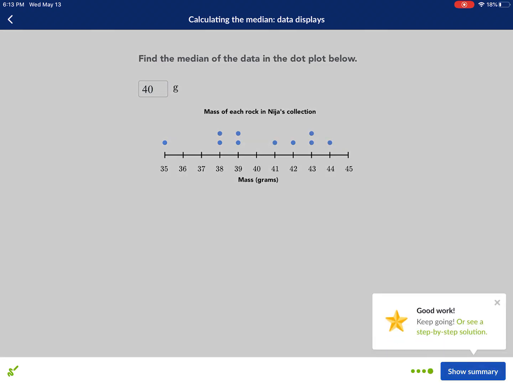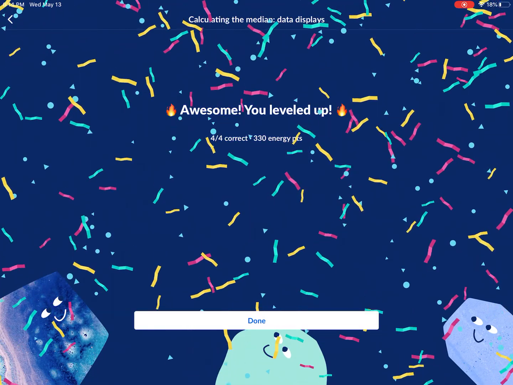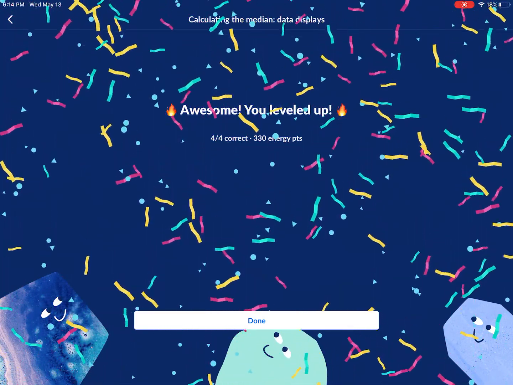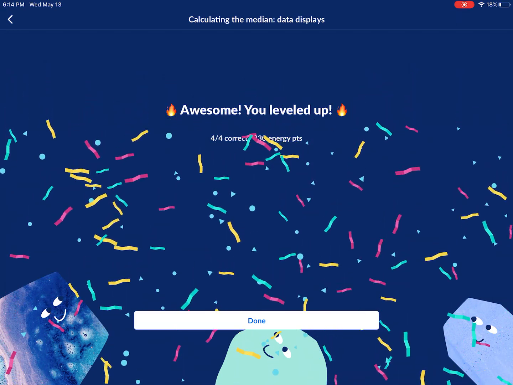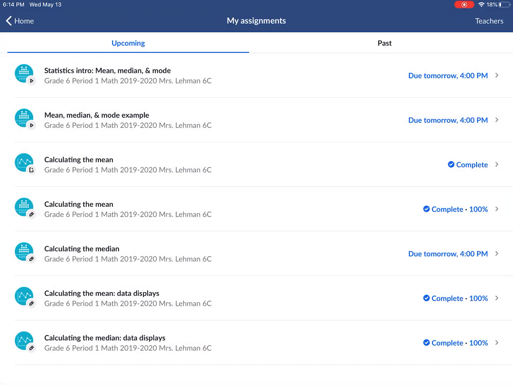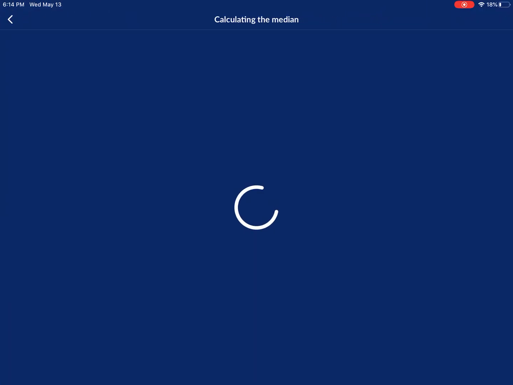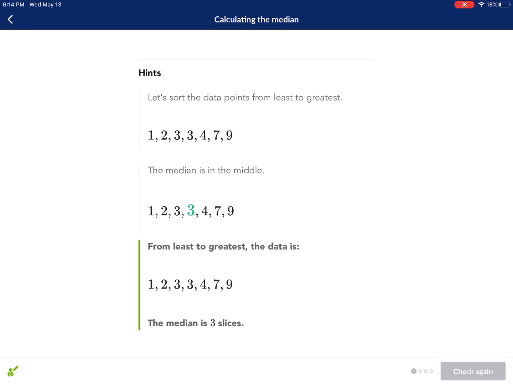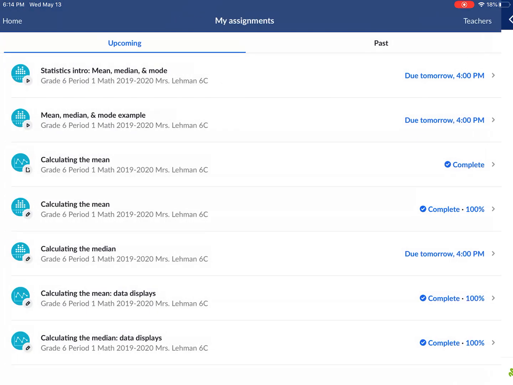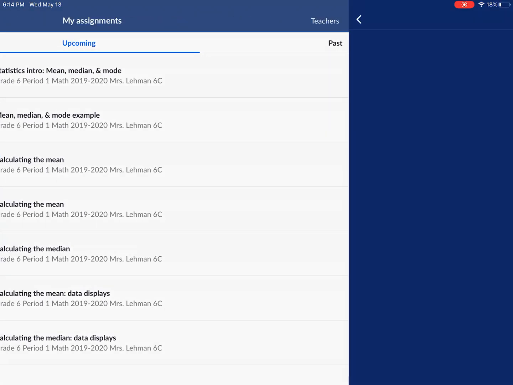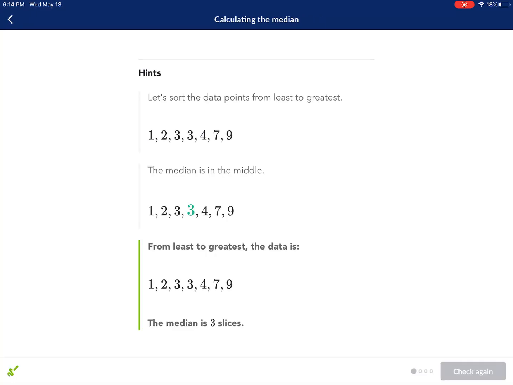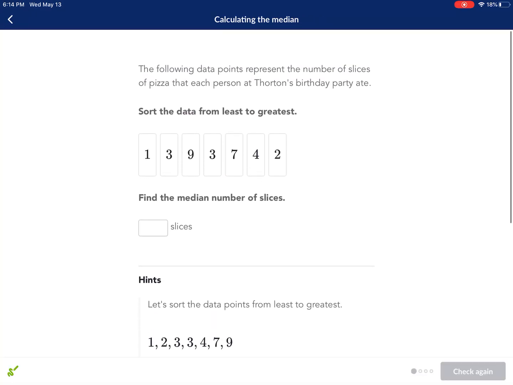All right, get ready for the Band-Aid confetti. I would say that never gets old, but it kind of does. I'm just being honest. All right. So, I have completed all of my assignments except for this darn calculating the median thing, which is driving me a little bit cuckoo bananas here. All right. Let me just try it one more time. Just entertain me for 1 second.